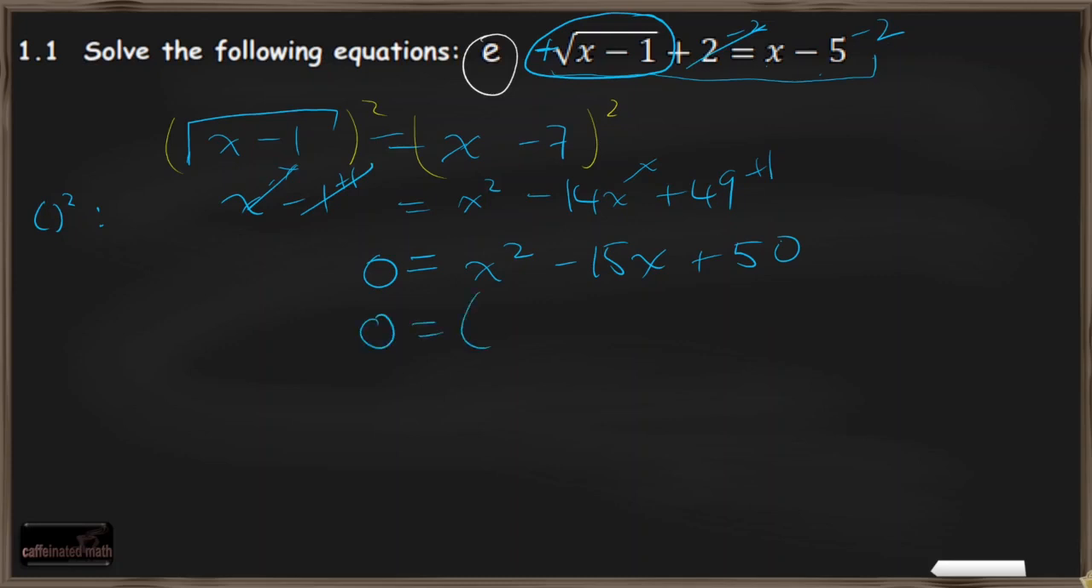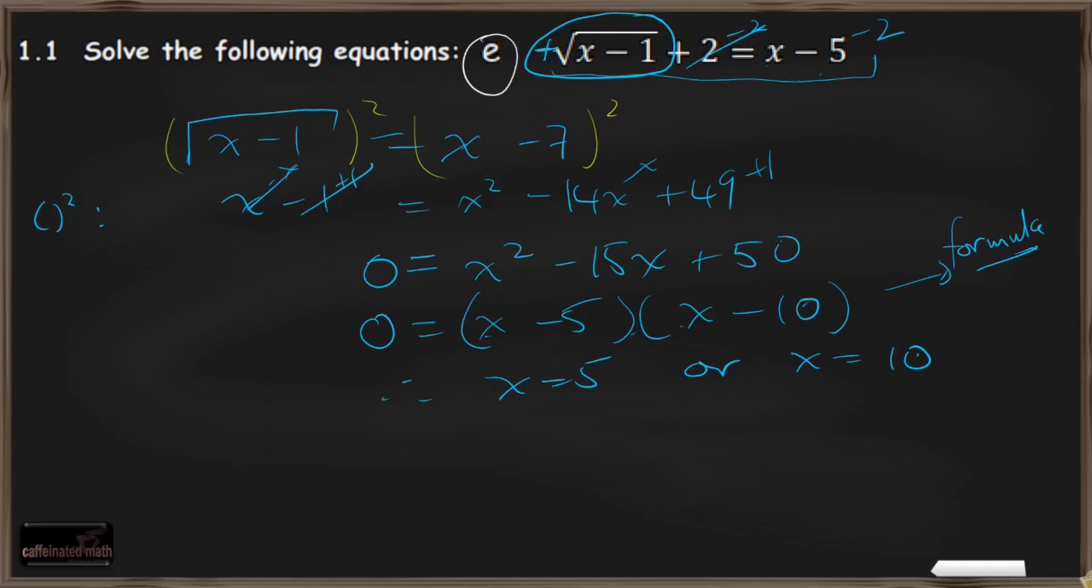Well, factorization is quite simple, so that will be x minus 5, x minus 10. Again, feel free to use your quadratic formula. You are well within your rights. But over here we can see that x is equal to 5 or x is equal to 10. Now, you are not done.